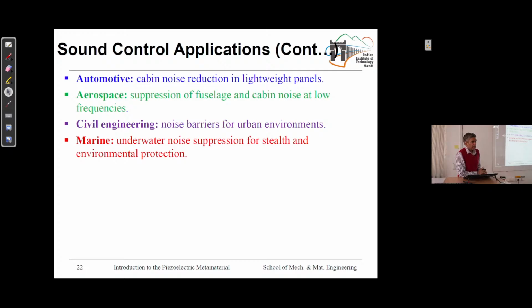Traditionally, piezoelectric materials are used to control or suppress vibrations for thin structures. But recent applications are showing that they can be used for thicker structures as well. Of course, that would be piezoelectric metamaterial. For example, people have used it to control the vibrations of a turbine blade. You see, a turbine blade is not thin, and they have shown successfully that piezoelectric metamaterials can be used for this purpose.